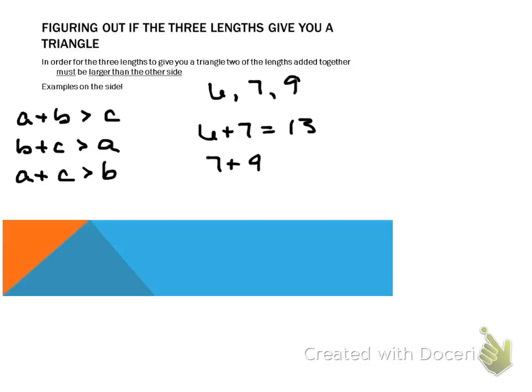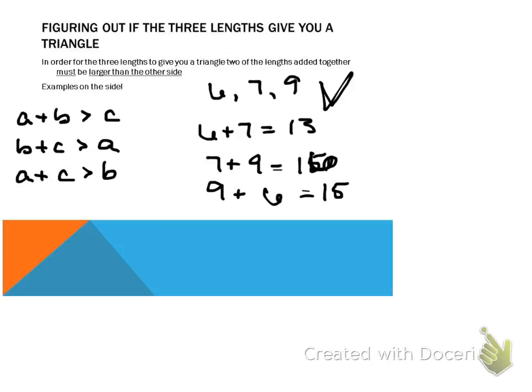7 plus 9, you get 16, which is bigger than 6, so you're good there. And then 9 plus 6 is 15, which is bigger than 7. So this does form a triangle, because 2 sides added together are larger than the third side.